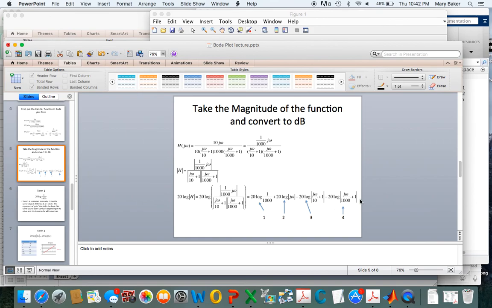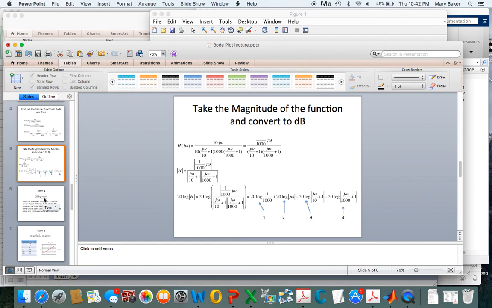The only time that's not the case is if one of these breakpoints or one of these critical points occurs at a value less than 1. In that case, you have to make a special adjustment in how you do the plot that we'll discuss later. So anyway, this is the theory behind how Bode plots are done.